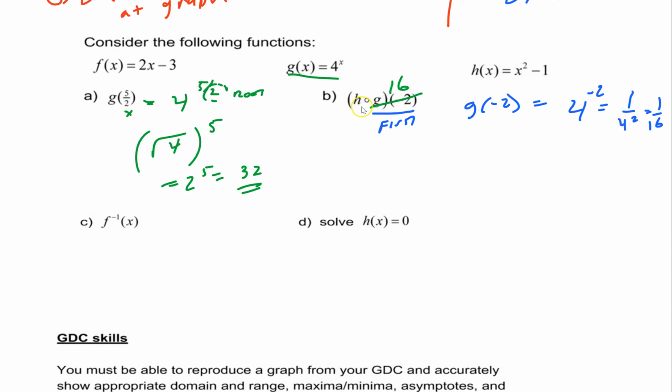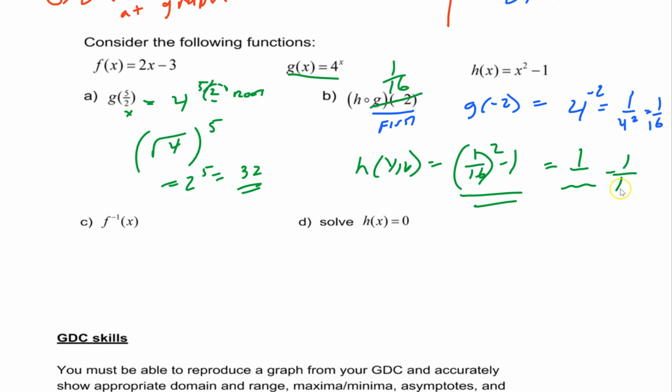So what's left over? Well, h of 16. Oh, 1 over 16, sorry. H of 1 over 16. So that's going to be 1 over 16 squared minus 1. I'm going to pretend that that's my answer, because otherwise I have to figure out what 1 over 16 squared is, minus 1 over 1, which is a common denominator. But that's the idea, right? Figure out this first, plug it in, get your answer, then plug it into the other one.